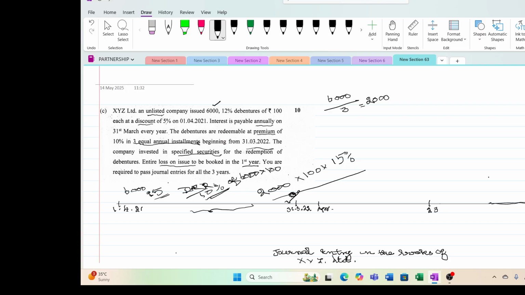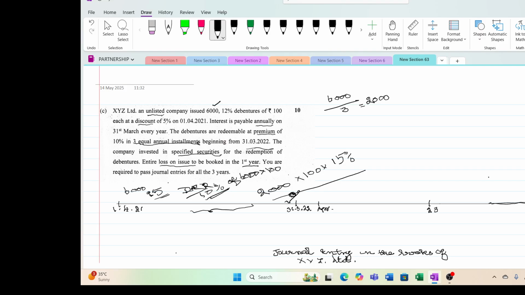In case of totally redeemed at the end, you can create it for the total amount. But here you are going to redeem it in installments. Again, I am repeating it. You have to create the debenture redemption reserve investment only for those debentures which you are going to redeem at the year end. Here it is in equal installments.